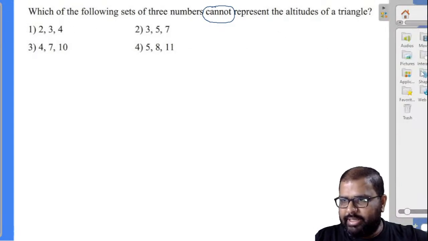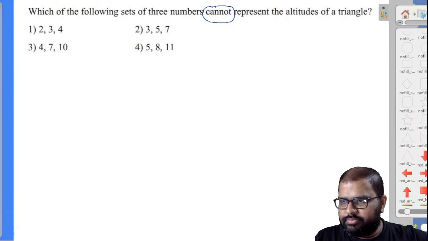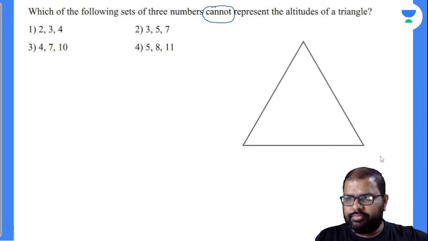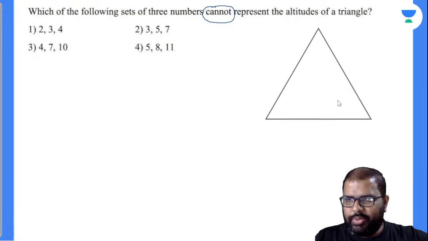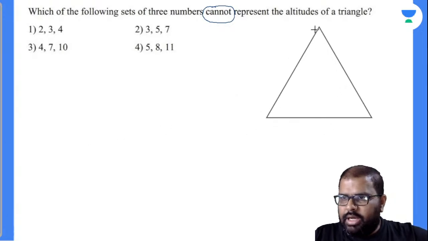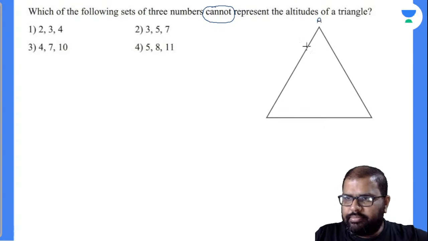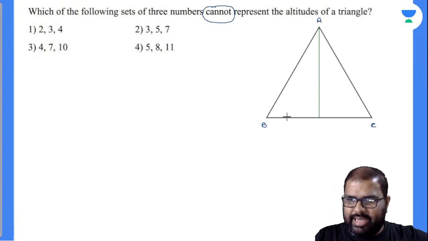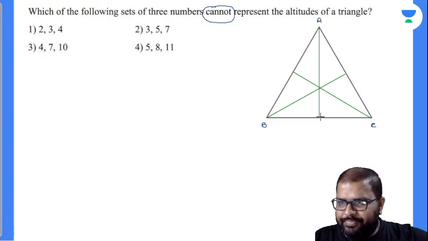Let's take a triangle here. I take a triangle ABC. Observe there, from vertex A, I'll drop a perpendicular, or altitude. I'll take down this as AD. From B, I'll take a perpendicular altitude. From C, I'll take a perpendicular. Right, now these are altitudes. So this is D.